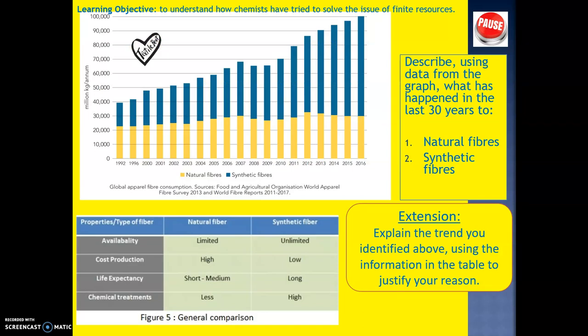Okay, so our first task, what I want you to do is to look at the type of graph here and compare and describe, using the data from the graph, what has happened in the last 30 years to natural fibres and synthetic fibres. So you're going to have to compare the data between the two using the key to answer these questions. And then, as an extension, once you finish that, explain the trend you've identified above using the information in the table to justify your reason. So using the information in the table here.